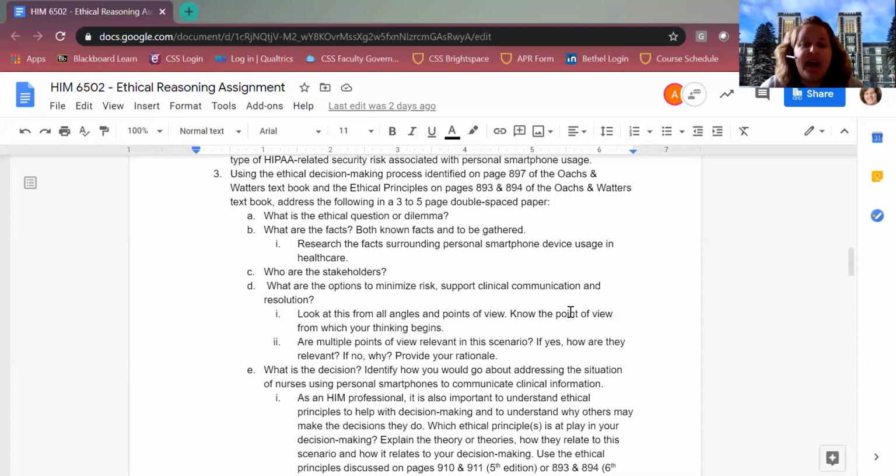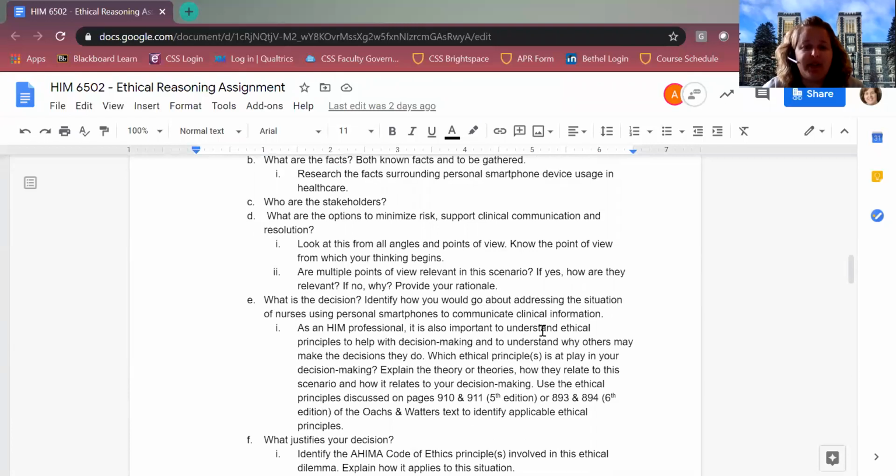All right, then address who the stakeholders are. Who has some skin in the game here? Is it just nurses? Is it HIM? Is it physicians? Do they have a role in this? What is the impact? And of course, the patient. You definitely want to consider the patient, okay? So think about those stakeholders from all angles, okay?